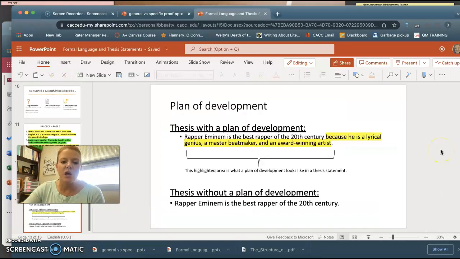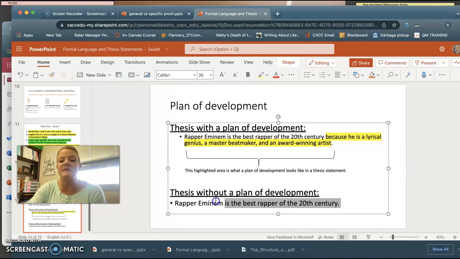The last thing I want to cover is a plan of development. The plan of development is the list of 3 points that you're going to make in your body paragraphs. So let's start down here first with a thesis statement that does not have a plan of development. Rapper Eminem is the best rapper of the 20th century. So we have one person, we have our opinion, the best rapper, and we have a time frame. So that's our thesis statement without a plan of development.